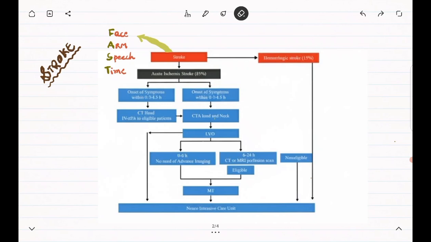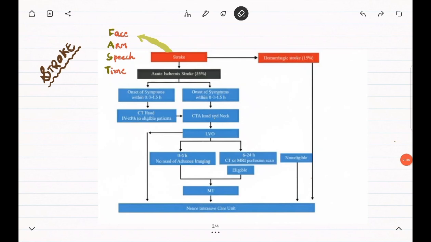We'll know that this is stroke by seeing the patient's symptoms, which can be remembered with the help of the mnemonic FAST. F stands for face, meaning facial weakness, like deviation of the mouth, loss of the nasolabial folds, and loss of creases. A stands for arm, meaning arm weakness, where the patient complains that he is unable to lift his arm or hold anything, right arm or left arm, whichever side the stroke is on.